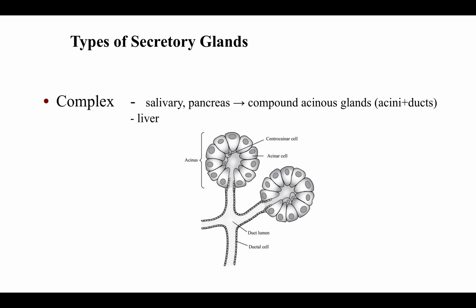The fourth type of the secretory glands within the gut are the complex glands. Examples of these are the salivary glands, the pancreas, and the liver. These glands, mainly the salivary and the pancreatic ones, are compound acinar glands, which means that they are composed of the acinar part plus the ductules.